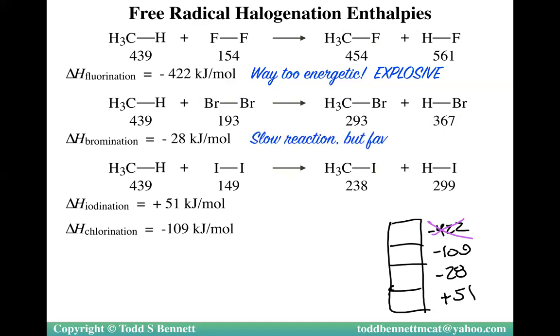Bromination, slow but favorable. Iodination, it's positive, which means it's unfavorable. You'd have to pump energy in, and you don't really gain much unless you desperately need one of these molecules. You suffice to do Br and Cl.